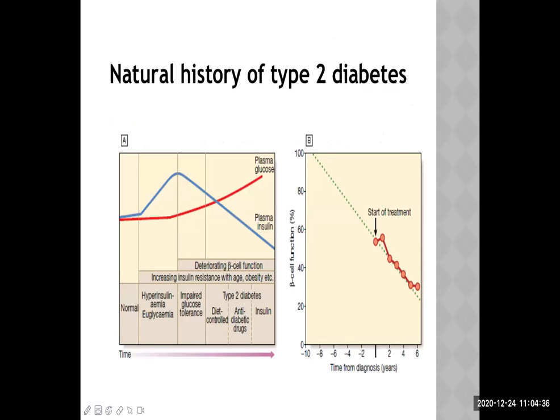Now, all of you, please focus on this slide. What information do you get here? This is called the natural history of type 2 diabetes. Here is the normal. This red line is the plasma glucose, and this blue one is the plasma insulin. This is normal, meaning the plasma glucose is well controlled by plasma insulin. And here, there is hyperinsulinemia.